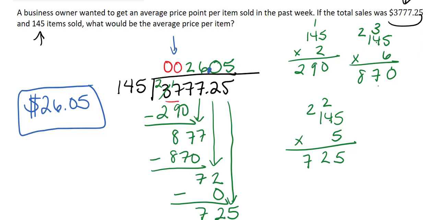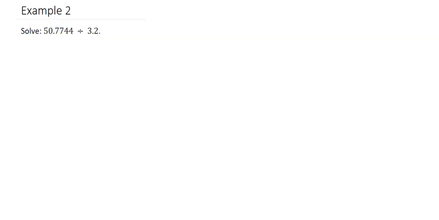Now, let's go ahead and do the next example. So example 2, we're going to solve for the following. We have 0.7744 divided by 3.2.